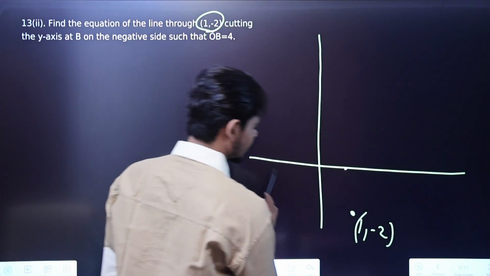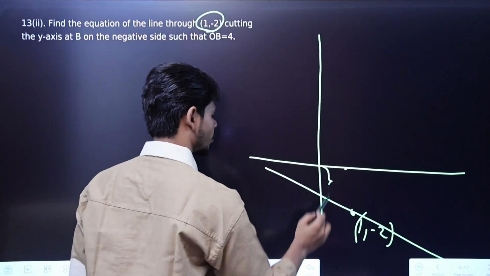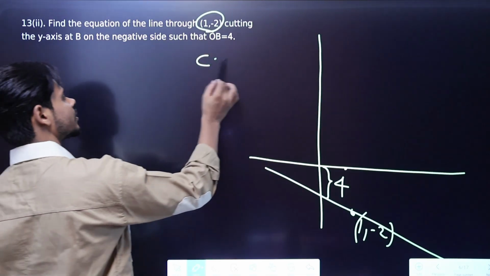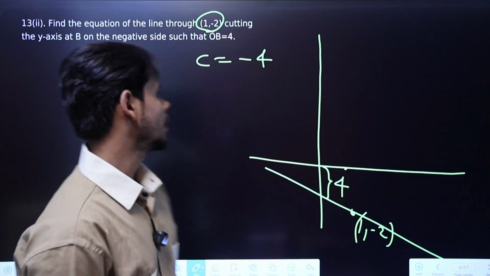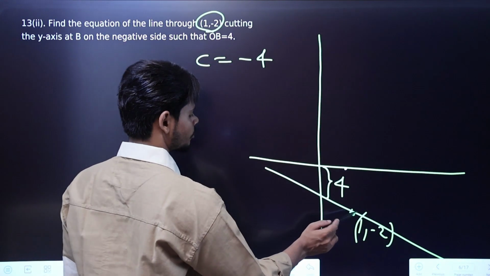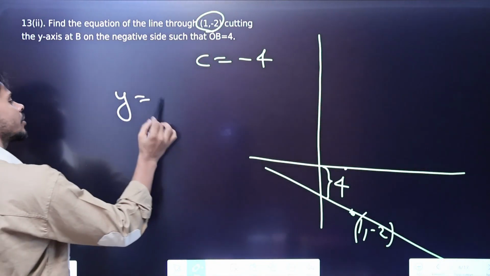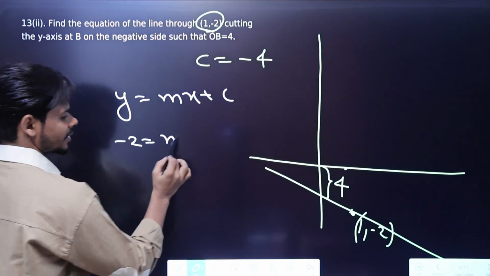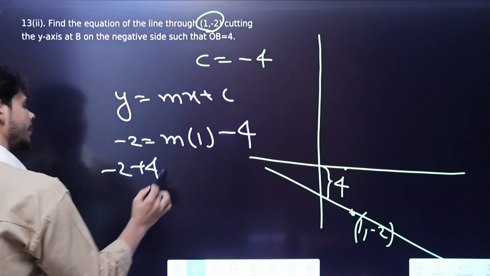Fine. And it is intersecting the y-axis such that this intercept is 4. It means here we are given c is -4, because it is given in the negative direction. Okay. Also it is passing through this point (1, -2). Again exactly the same thing I am going to do. y is equal to mx plus c. y is -2, m as it is, x is 1 and c is -4. So -2 plus 4, m is 2.